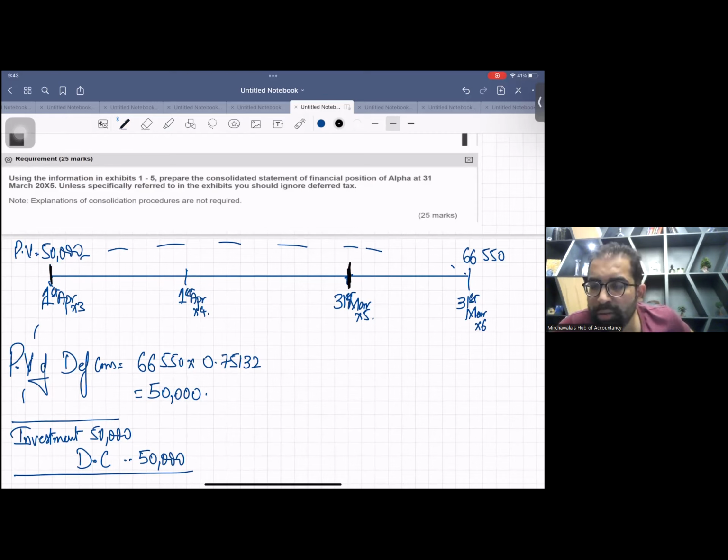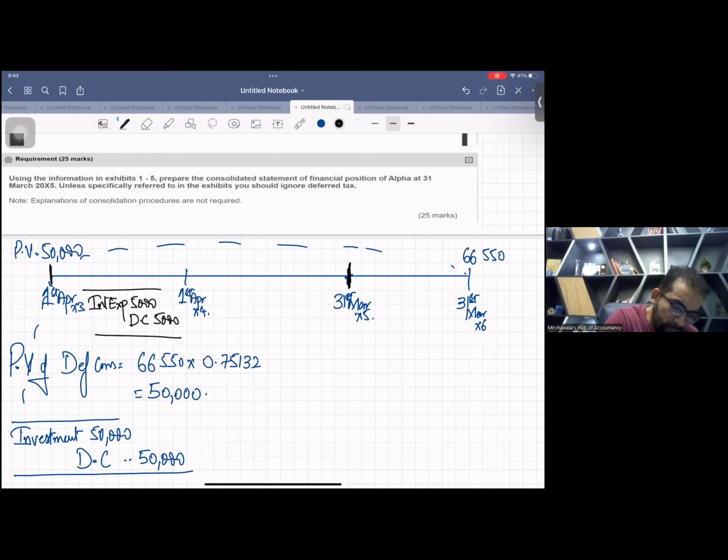And you know the famous dialogue, the interest rate which is used for discounting, the same interest rate will be used for unwinding. So 50,000 times 10% is 5,000. So the entry will be, wait, this will be interest expense debit 5,000 and DC credit 5,000. Although the entries are not necessary, to be very honest, you can do without entries as well. There are no marks for entries.